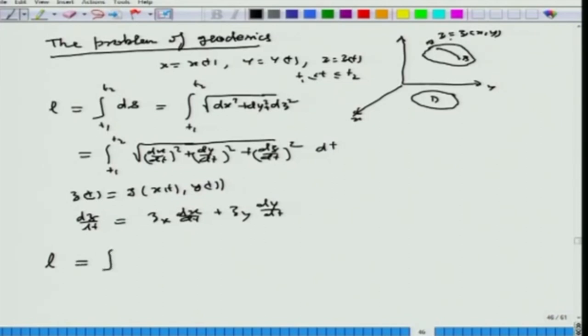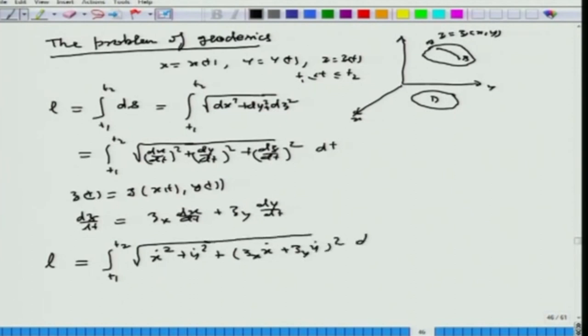so this will be a function of z anyway, and so t 1 to t 2, here we will write short notations like x dot, dot means d x by d t, x dot square plus y dot square plus z dot square is this, z x, x dot plus z y, y dot square, square root d t. And these z x and z y, since z is a function of x y, are also functions of x y. So, this is like the integral from t 1 to t 2 of square root of some functional like this of x, y, x dot, y dot d t.